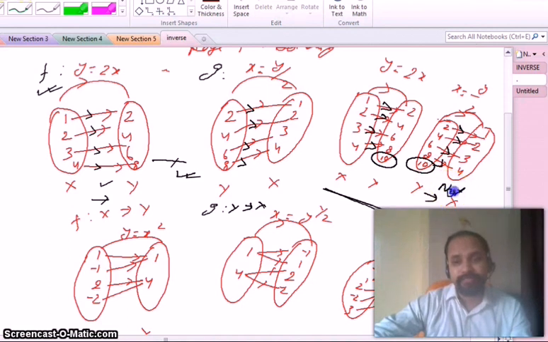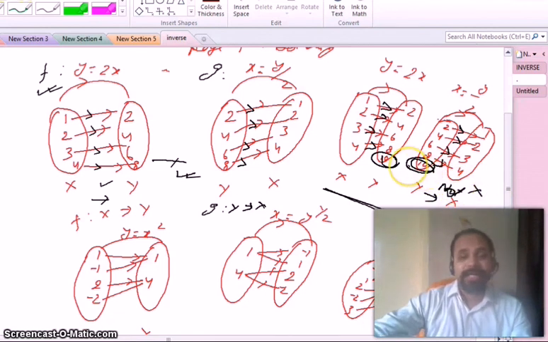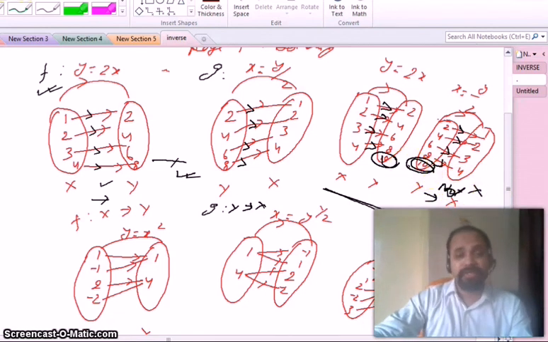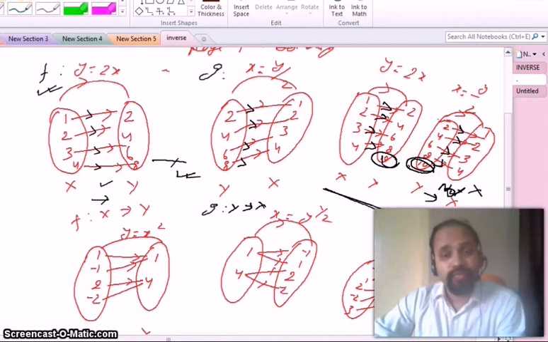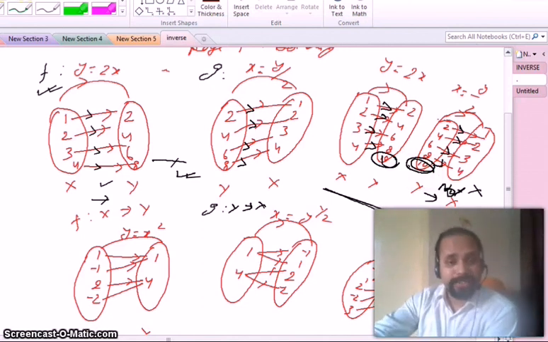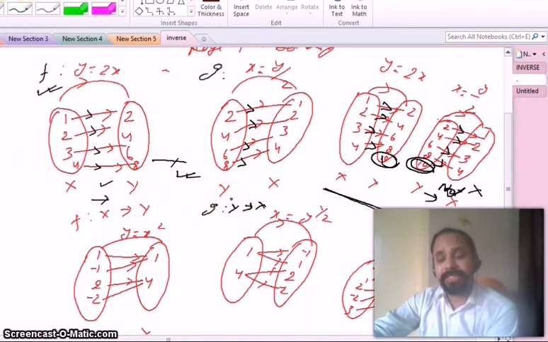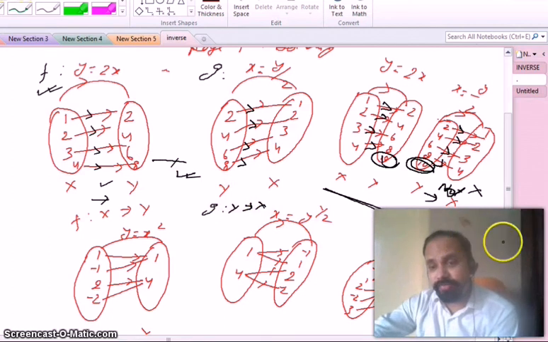That means if any element, say 10, is left over here, and you go from Y to X and one element is left, that means in this case it is not a function. That means for the basic criteria of an invertible function, the function must be one-one and onto, so that every element of X to Y has an image and Y to X also has an image. That's why it is the basic criteria of the inverse of a function.